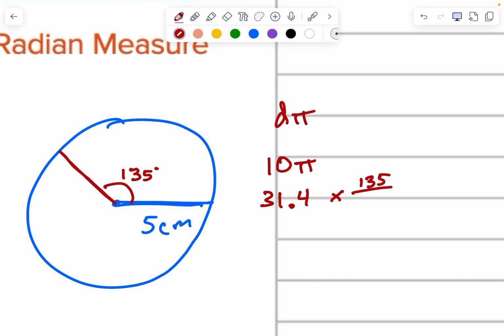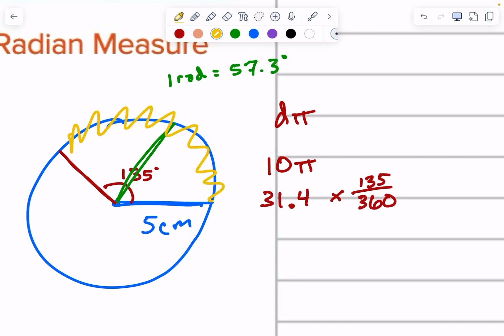135 out of 360. Real quick, before we get that far, how many radians is 135? If 1 radian is equal to 57.3 degrees, about how many radians is 135? About 2 radians, a little over 2. So I know that this length should be a little over how much? A little over 10, because 1 radius is 5. So 1 radius here at 57.3 degrees would be 5. This would be another 5, so it should be a little over 10, right?